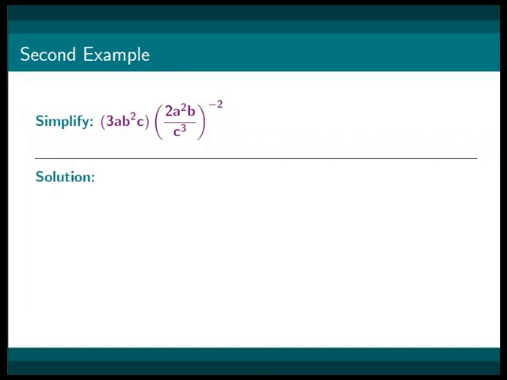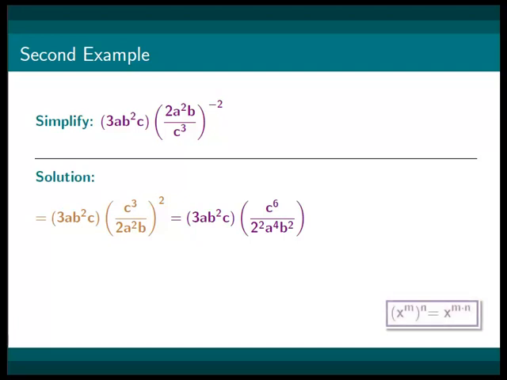In our second example, we have (3ab squared c times 2a squared b divided by c cubed) all to the power of negative 2. We would begin our solution by first getting rid of the negative exponent, and end up with (c cubed divided by 2a squared b) all to the power of 2. Then we use another exponent law to expand the square and get c to the power of 6 divided by 2 squared times a to the power of 4 times b squared.